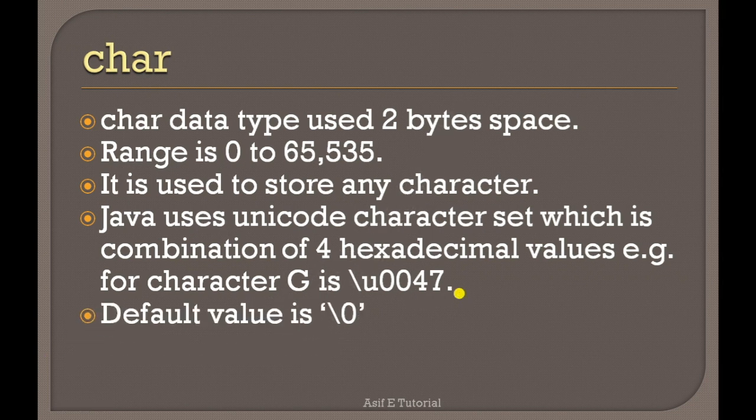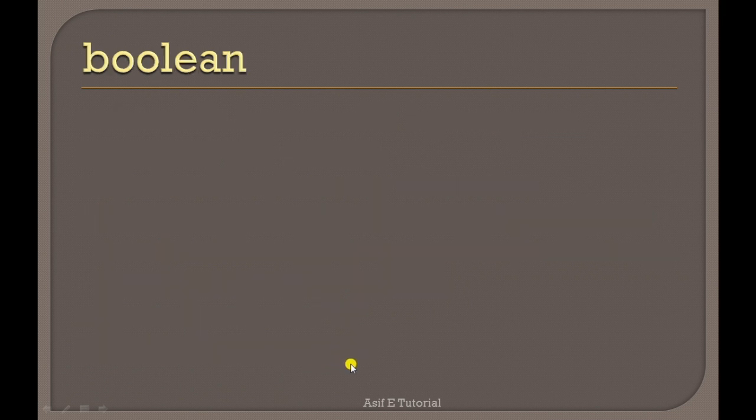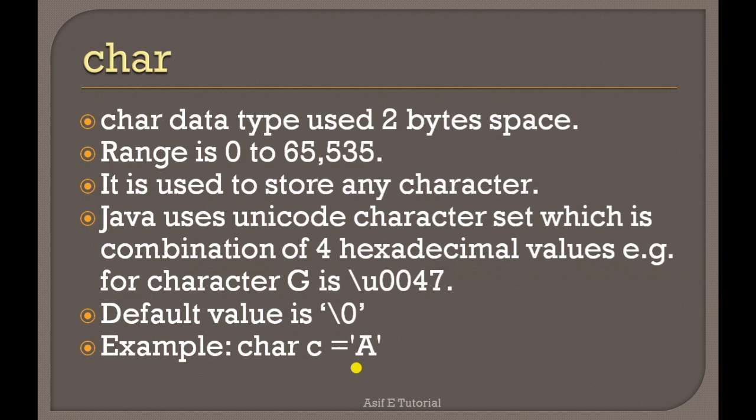Default value is \0. An example is c = 'A', where c is variable and this A, whatever the character you want to store, must be written in single quotes.